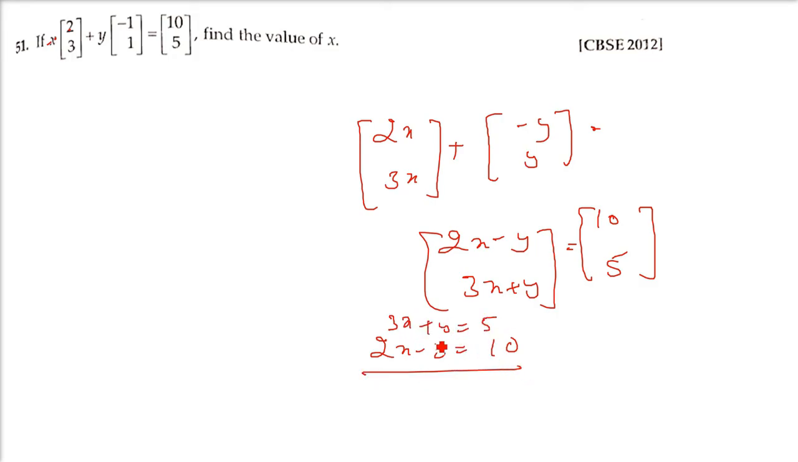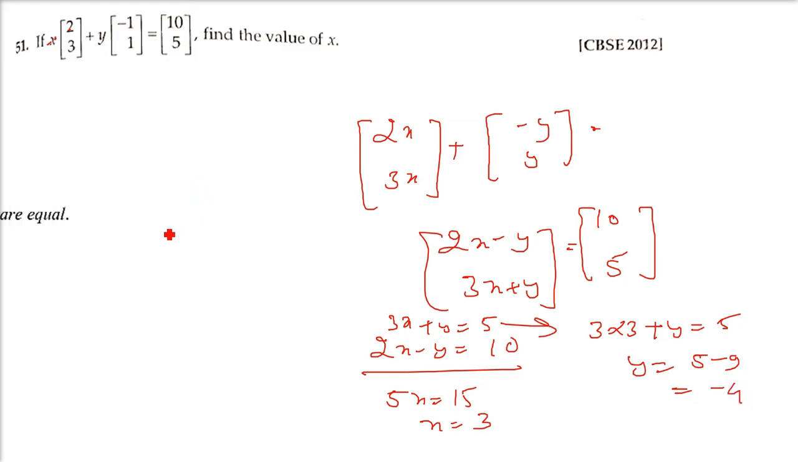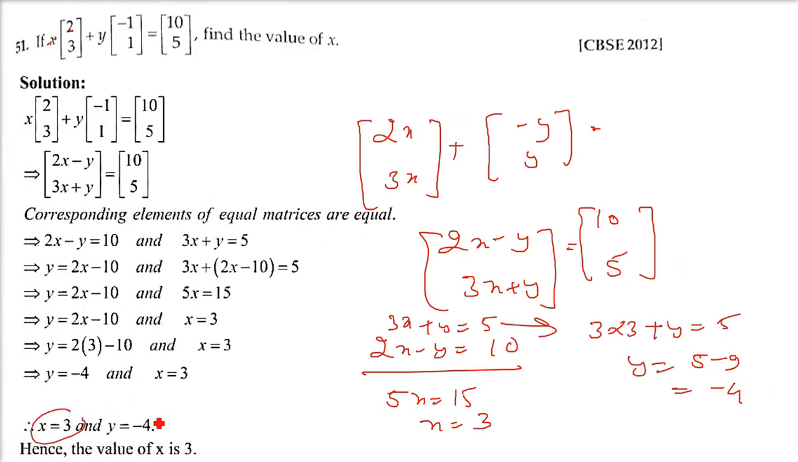Now just add: 5x equals 10 plus 5, which is 15, so x will be equal to 3, since 5 times 3 is 15. X is 3. Now put it in any of the equations. I am putting it in 3x plus y. So 3 into 3 plus y equals 5, 3 times 3 is 9, 5 minus 9 is minus 4. So x is 3 and y is negative 4.